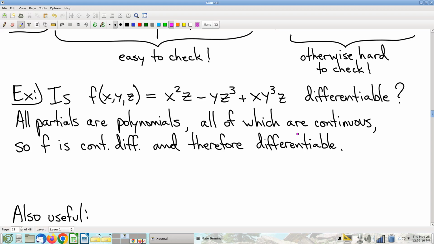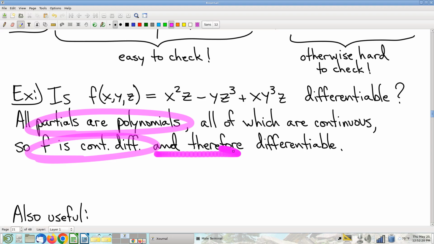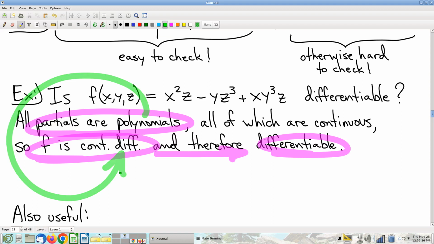So, for example, it would be tempting to say, well, the partials are all polynomials, so therefore it's continuously differentiable, and therefore it's differentiable. Well, wait a second. How do you know that polynomials are continuously differentiable? Where did that come from? Well, it comes from the fact that the polynomials are continuous. That's the point. That's what makes polynomials continuously differentiable.